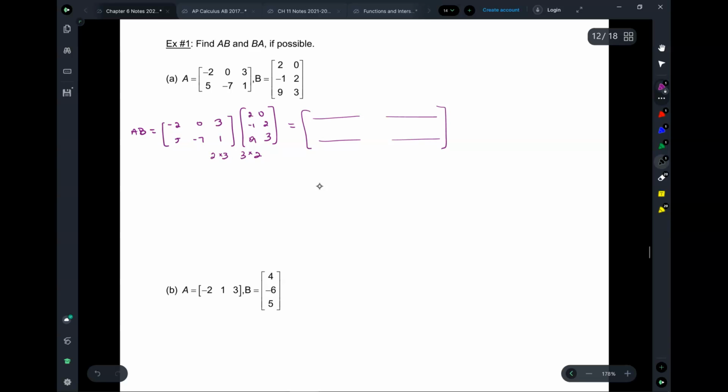Okay, so let's start. Row 1, column 1. I take row 1, column 1. This is the most important part, because if you take the wrong ones, then it doesn't work. And always make sure you have the equal number in each of them. Okay, so look at what we're going to do. We're going to multiply these out. Okay, the first ones, look, they give you negative 4, 0, 27. Okay, so negative 4, 0, 27.